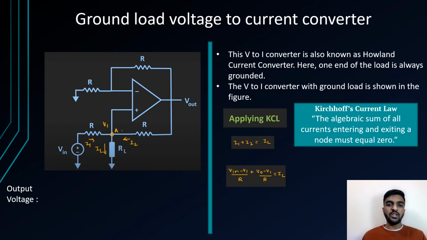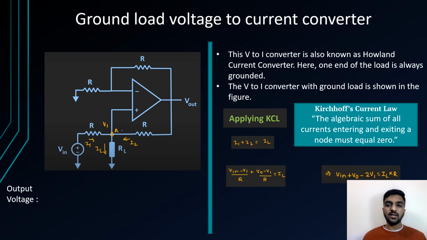By Ohm's law, we know that current can be written as voltage by resistance. Therefore, here I1 can be written as Vin minus V1 by R, and I2 can be written as V0 minus V1 by R. By solving this further, that is by taking LCM and sending R to the other side, we get Vin plus V0 minus 2V1 is equal to IL into R. Let us keep this equation aside for the moment, and let us concentrate on the amplification gain.